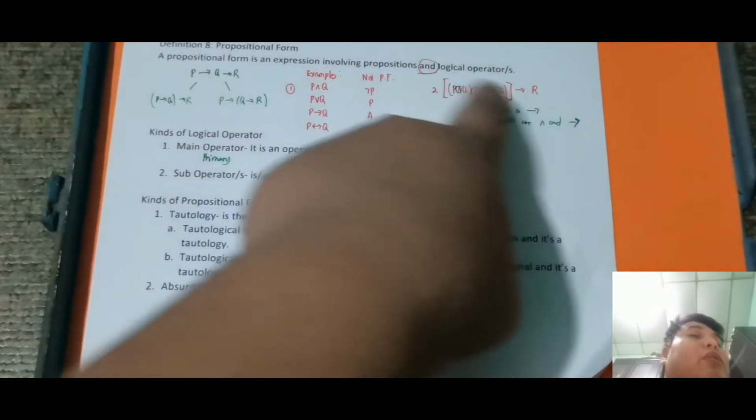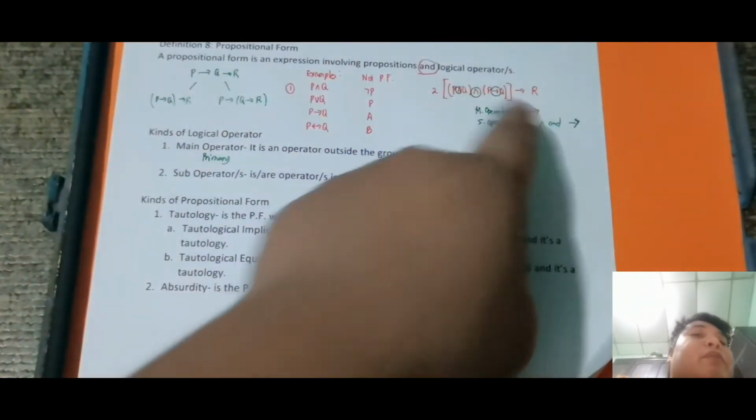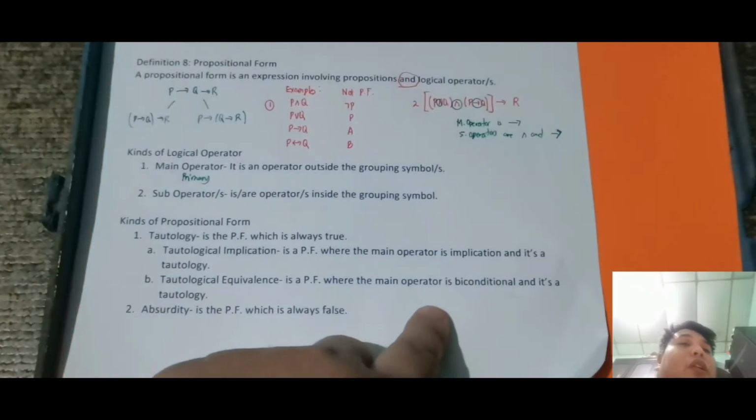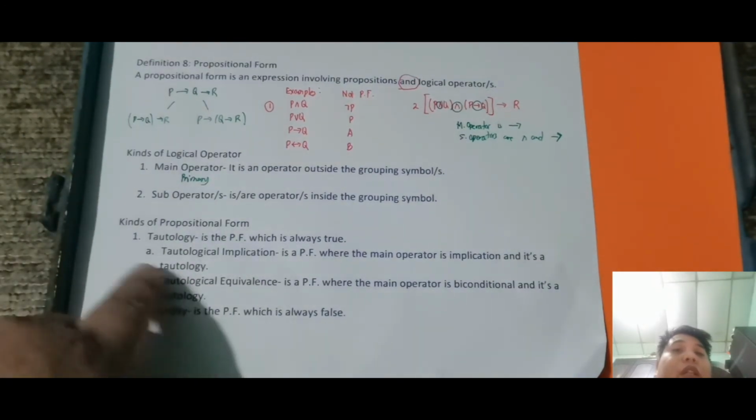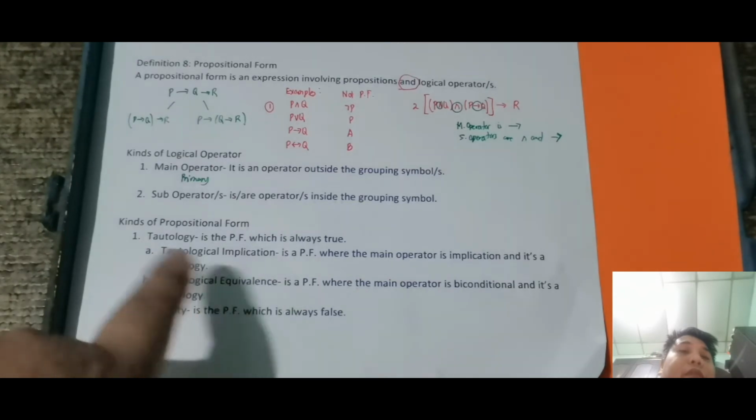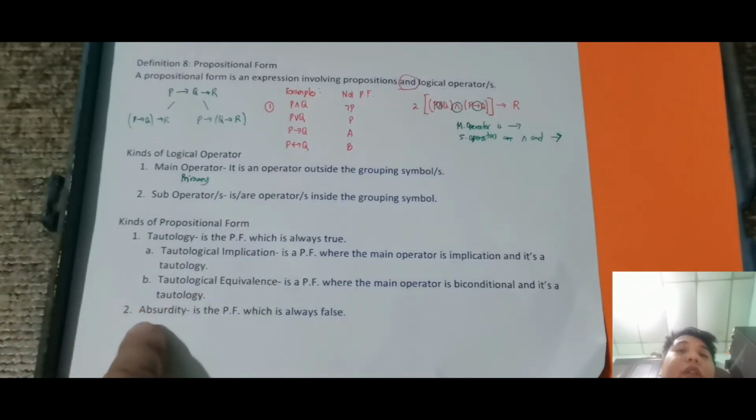Why? Kasi hindi natin alam yung truth value nito. Pag sinabi kong 1 lagi yan sa lahat ng value, syempre, pwede natin sabihin siyang tautological implication. Pero since hindi natin alam, kahit main operator is implication, hindi pa natin siya pwede sabihin tautological implication. Also, tautology, hindi rin natin siya pwede sabihin. Next is tautological equivalence. Tautological equivalence is a PF where the main operator is biconditional. So, whenever biconditional ang main operator, and it also is a tautology, then it is a tautological equivalence.